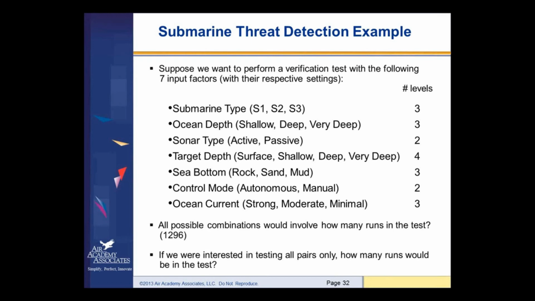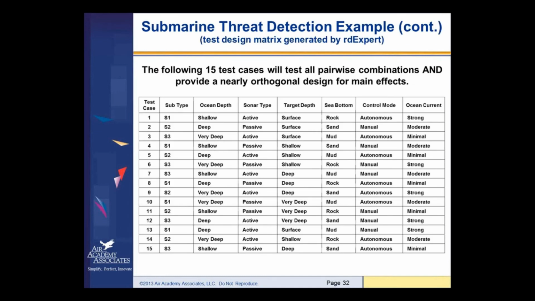So can you get good test coverage in a verification, validation, or confirmation testing with a significantly reduced number of test cases? And the answer is yes. If you look at all pairs testing, that is, if you take any 2 of those factors and you want to test all possible pair combinations or two-way combinations, you can do that with these 15 test cases.